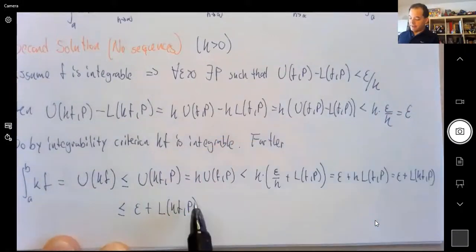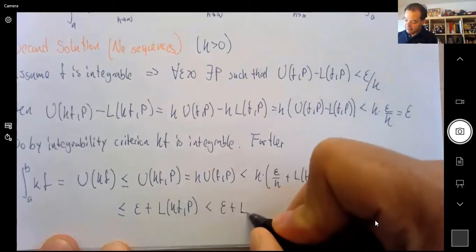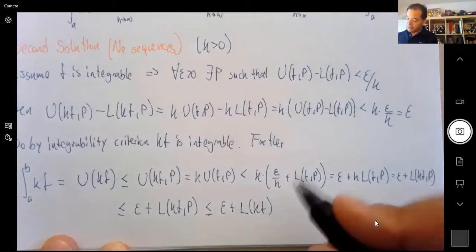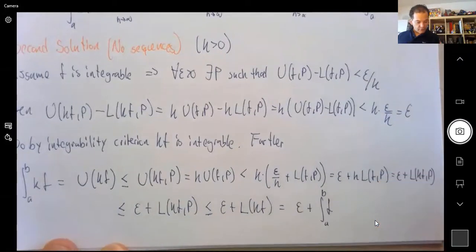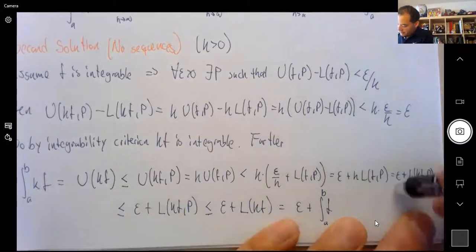So same idea, right? This guy over here, the lower integral, is by definition the supremum of these guys. So this is less than epsilon plus L of kf, right? Because this guy is the supremum of all of these, and is equal to the integral. Should I not be taking out the integral? Oh, I didn't. Okay. My bad. I did something that I didn't want to do. It's not that it's incorrect. It's just I didn't want to put the k inside. So let's remove this last.